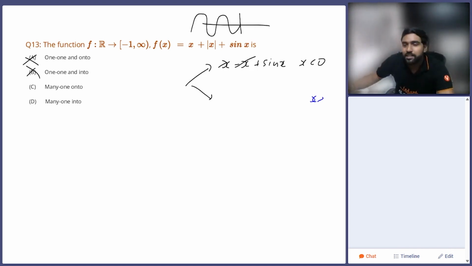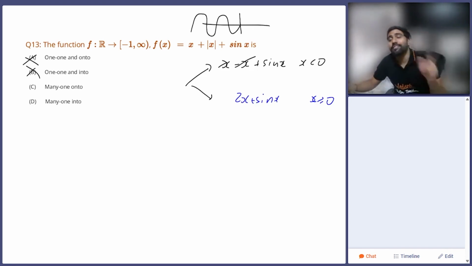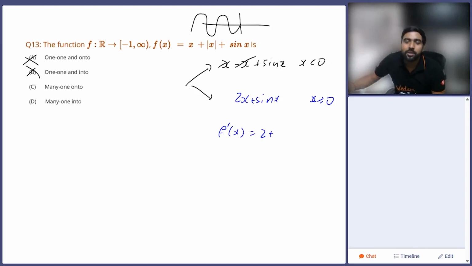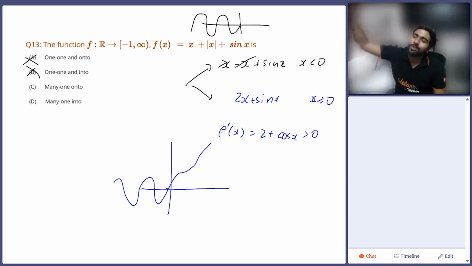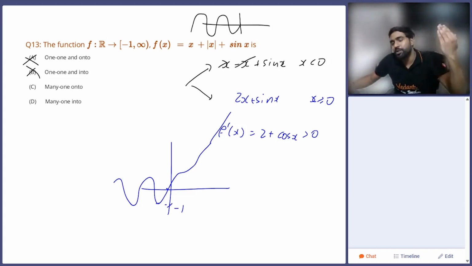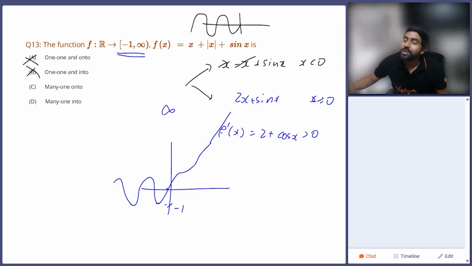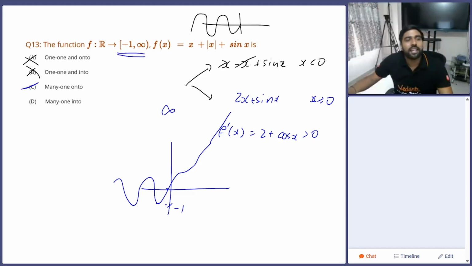Then when x is greater than or equal to 0, you will have 2x plus sin x. Now about 2x plus sin x, I know that this is an always increasing function, right? Because the derivative comes out as 2 plus cos x, which is always a positive expression, meaning that after x greater than 0, it is going to be a purely increasing function. I don't care how it increases, but it's going to increase and go till infinity. So the minimum value is minus 1, and the maximum value goes up until infinity, making your range minus 1 to infinity, which matches your codomain. Hence, it's a many one onto function. That's option C, the answer for this question.